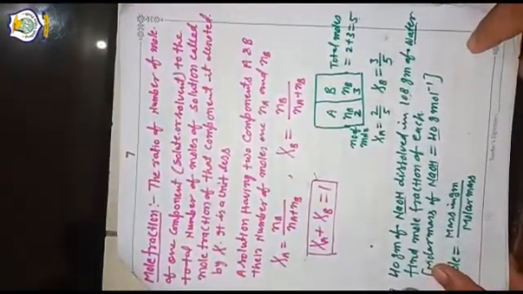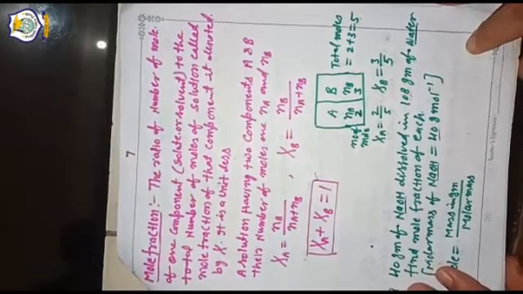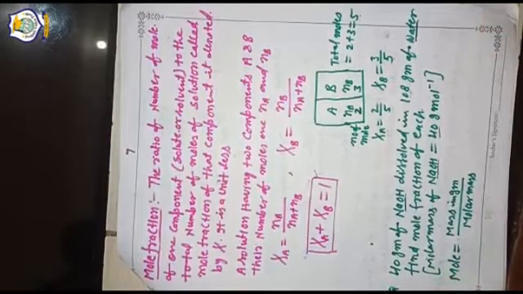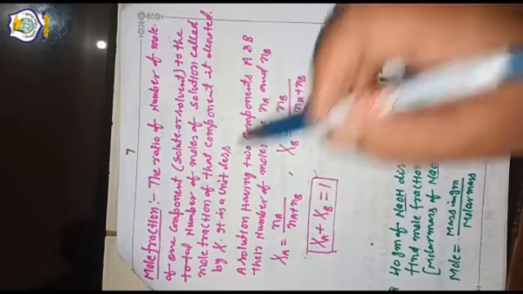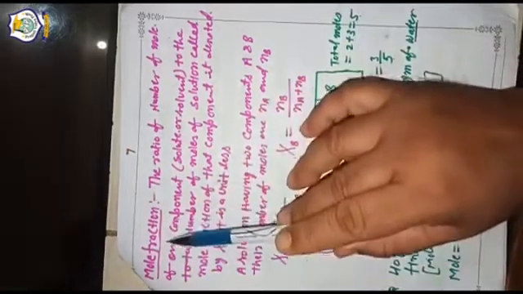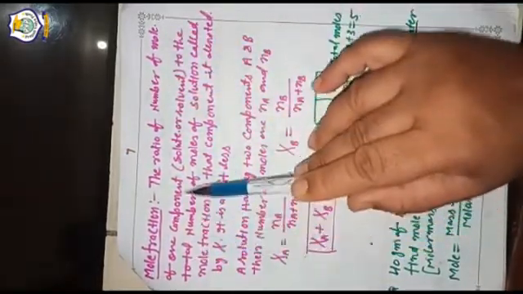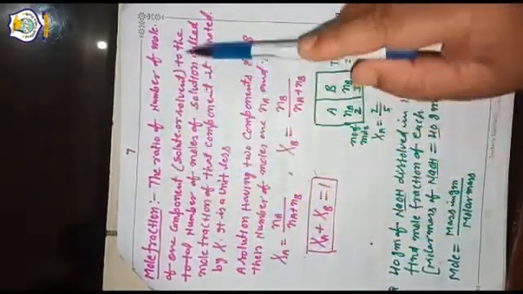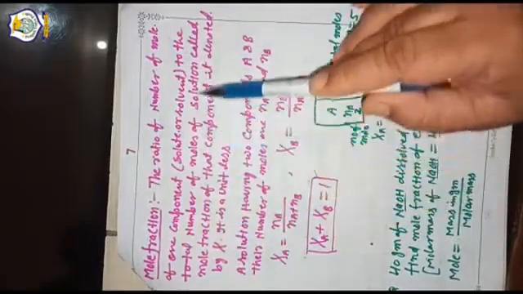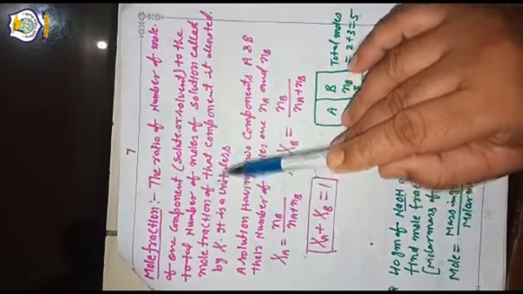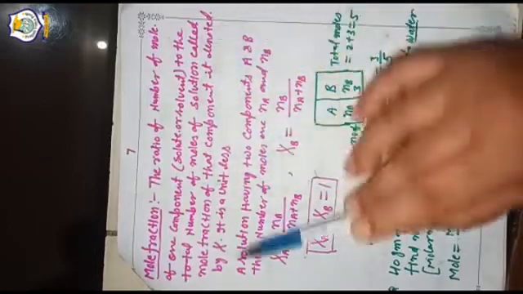The most important concentration unit is mole fraction. It is a most important concentration unit for board purpose and competitive exams also. Mole fraction is the ratio of number of moles of one component, solute or solvent, to the total number of moles of solution. It is denoted by zeta.